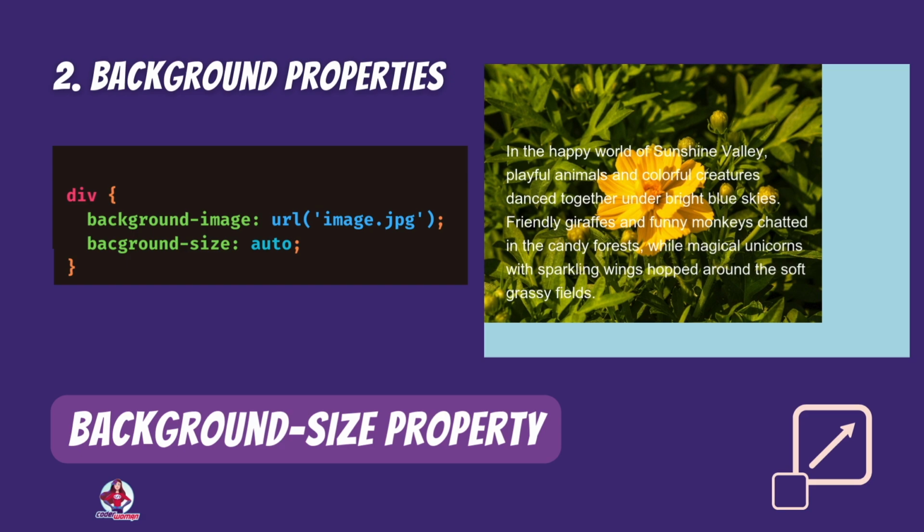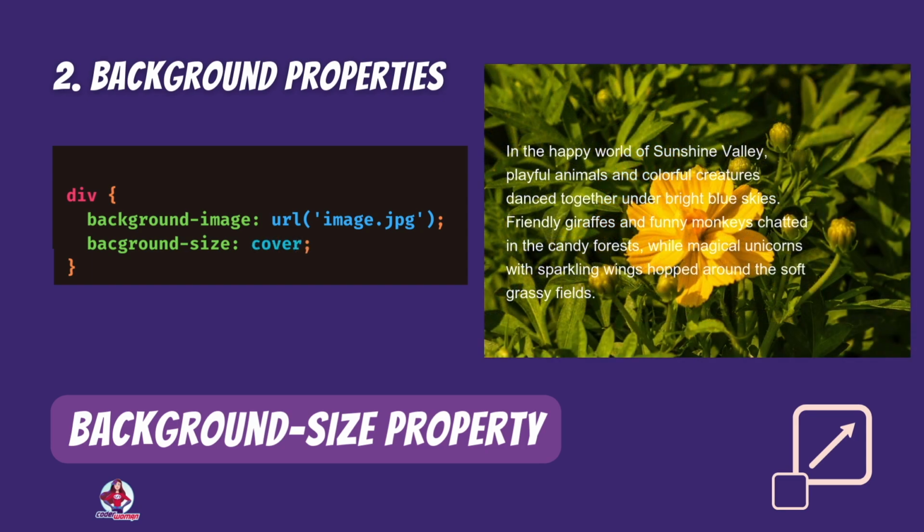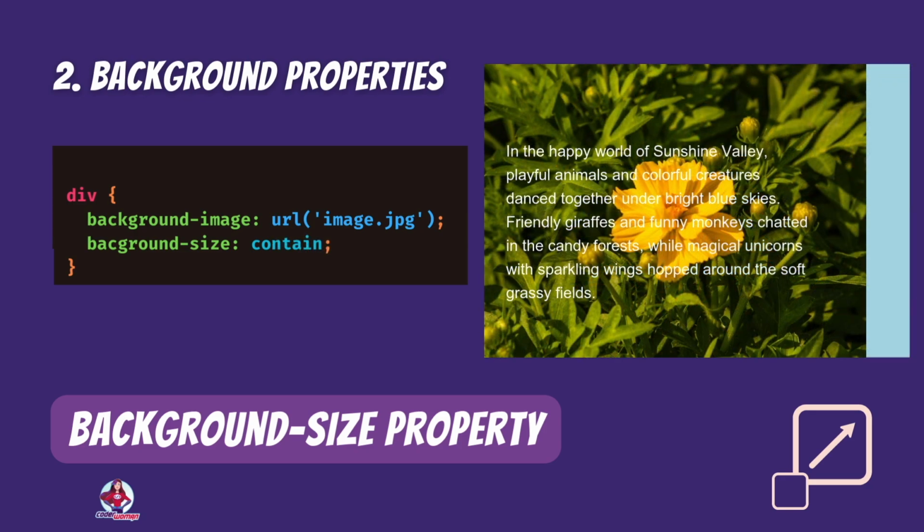Cover: the picture is resized to fill the entire element. It keeps its shape, so some parts might be cut off if the picture and element have different shapes. Contain: the picture is resized so the whole thing shows up inside the element. If the picture and element have different shapes, there might be empty space around the image.